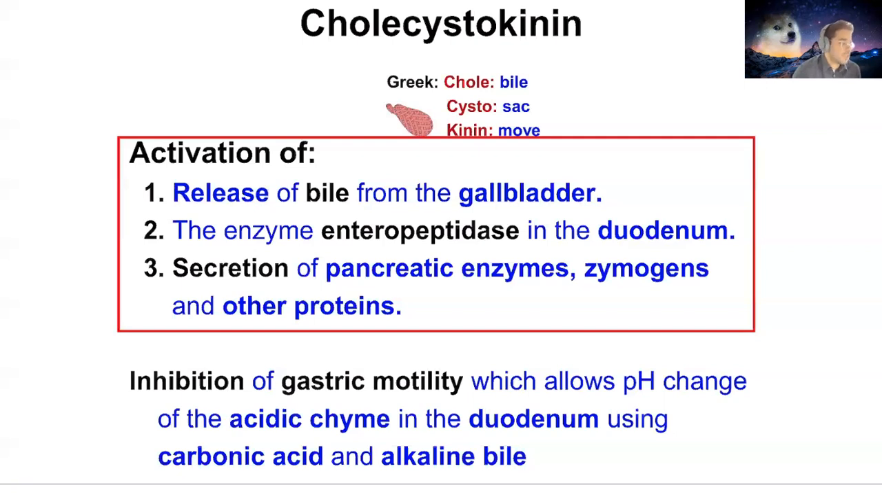Very simple. Enteropeptidases get thrown into the duodenum. The secretion of pancreatic enzymes, zymogens, and other stuff allows for breakage of those proteins further and eventual metabolism, right? Bile also helps with bringing in cholesterol, lipids, fats and other components. So keep that in mind.